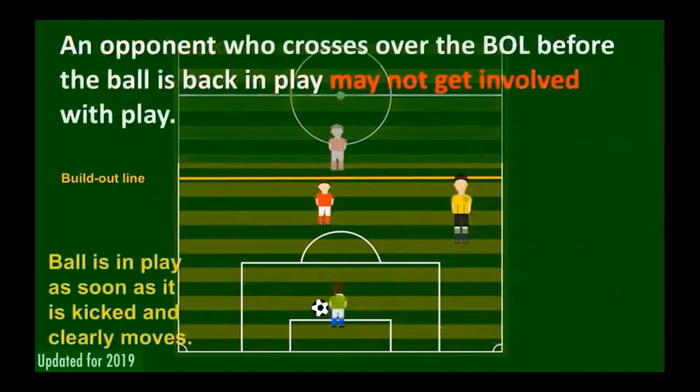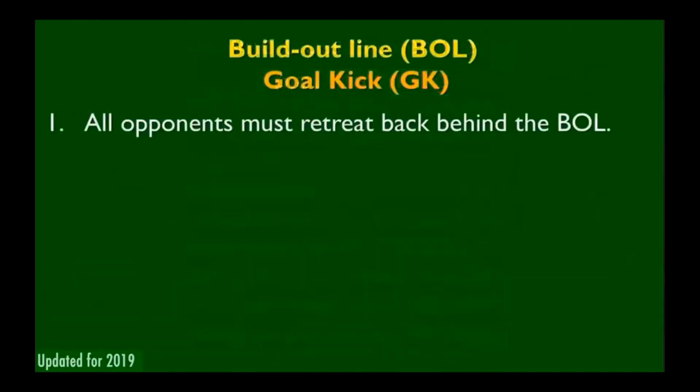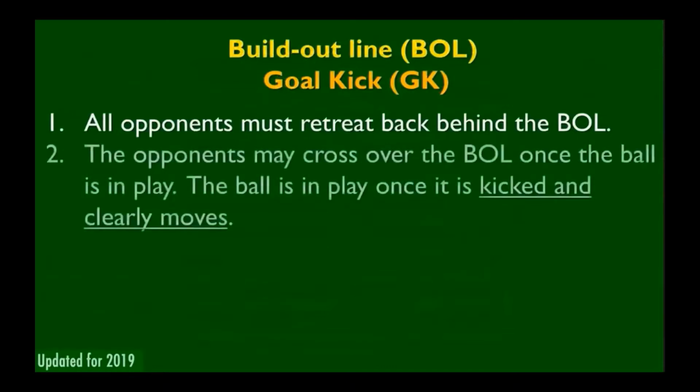If an opponent crosses the build-out line before the ball is back in play and interferes with the goal kick or gets involved in play, the referee should stop play and have the goal kick retaken. Once the referee signals for a goal kick, the opponents must move back behind the build-out line. The opponents may only cross back over the build-out line once the ball is back in play.